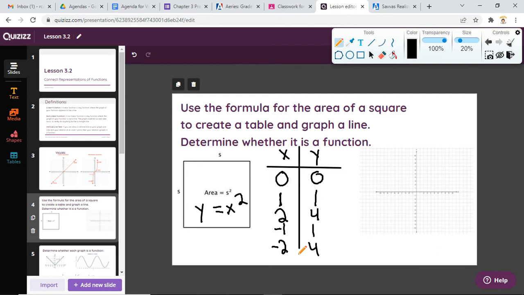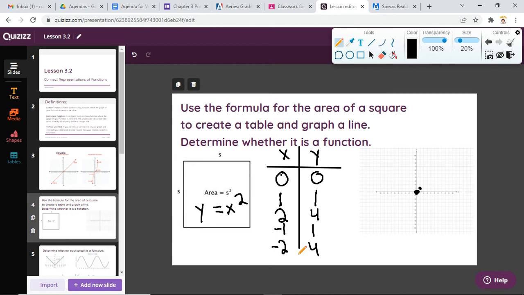All right, now I have to go over here and graph these points. So my first coordinate is 0, 0. So I'll go to the coordinate 0, 0, or the origin, and make a dot. My next one is 1, 1. So I'll go over to my coordinates here. I'll go right 1 and up 1, and there's my new coordinate.